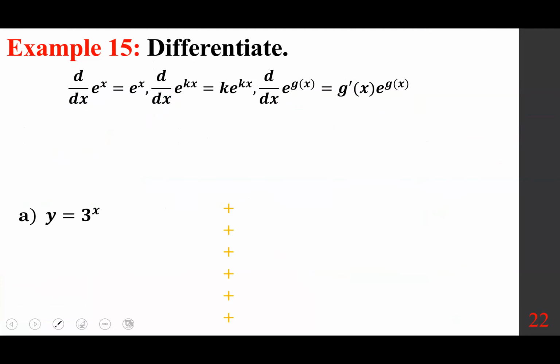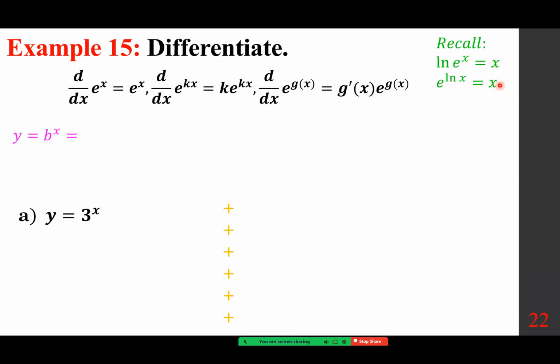We want to differentiate y equals 3 to the power of x, and we know the exponential functions, but what if the base is no longer e? Because everything we have dealt with, the base was e. So, for example, y equals b to the power of x. We are going to use logarithmic properties to make a change. I hope you remember ln of e to the power of x is x, e to the power of ln x is x. Therefore, we can change this to the following.